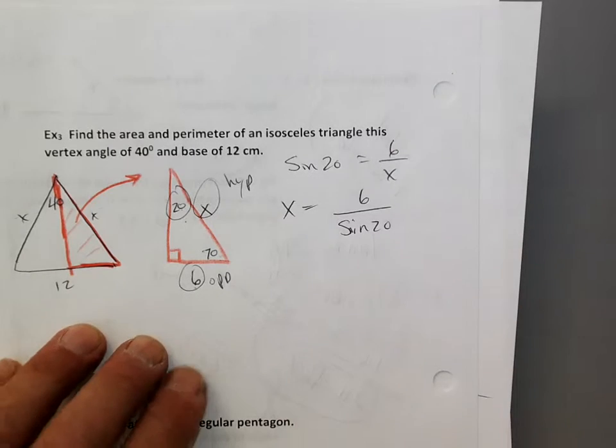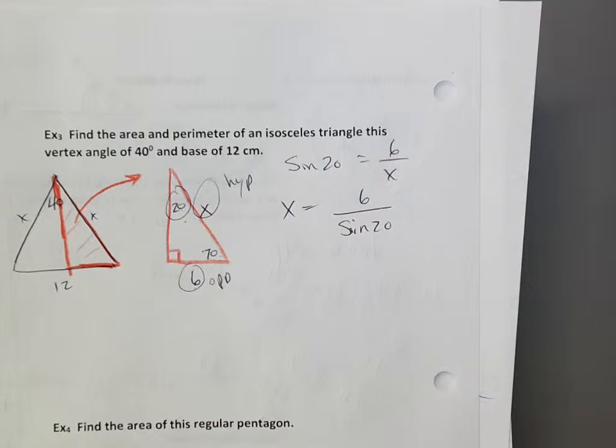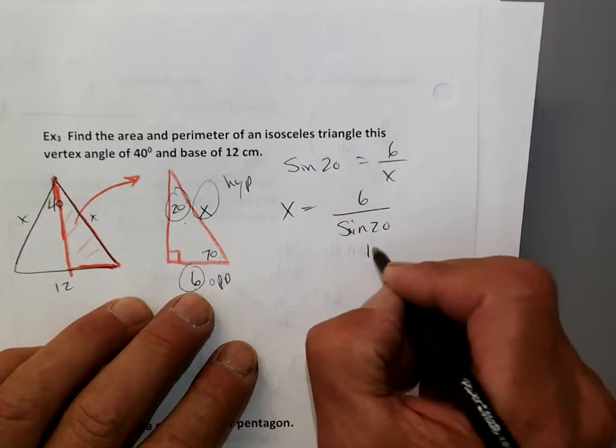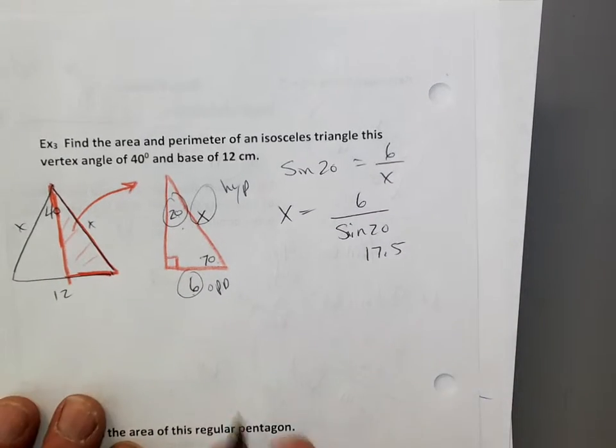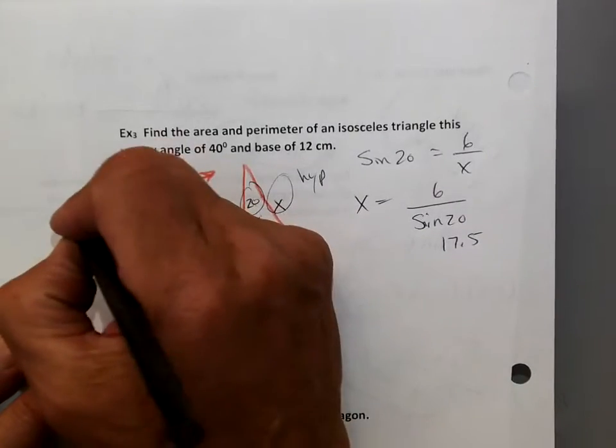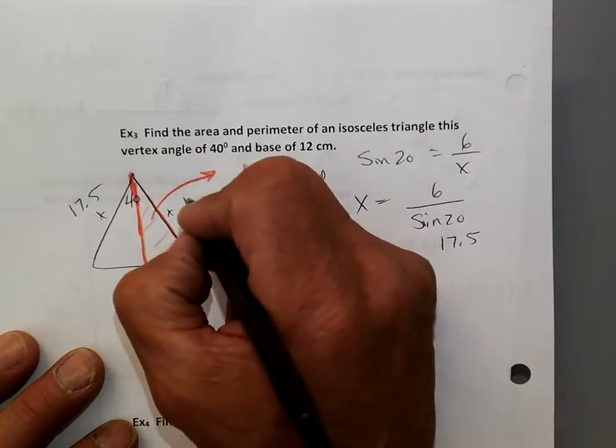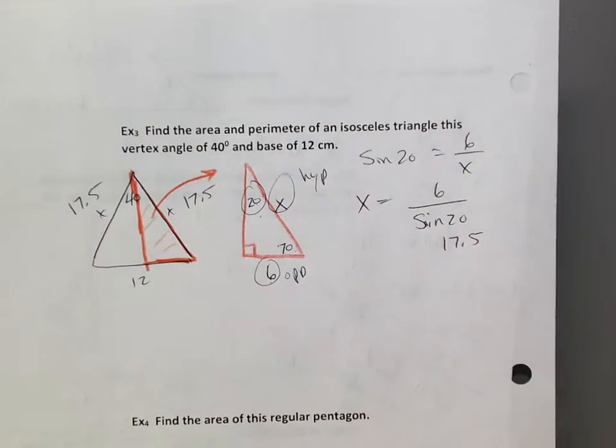Okay, let's see what I got. 6 divided by sine of 20, and I get an answer of about 17.5. So x is about 17.5. Let's go back to my triangle: 17.5, 17.5. So far so good, right?